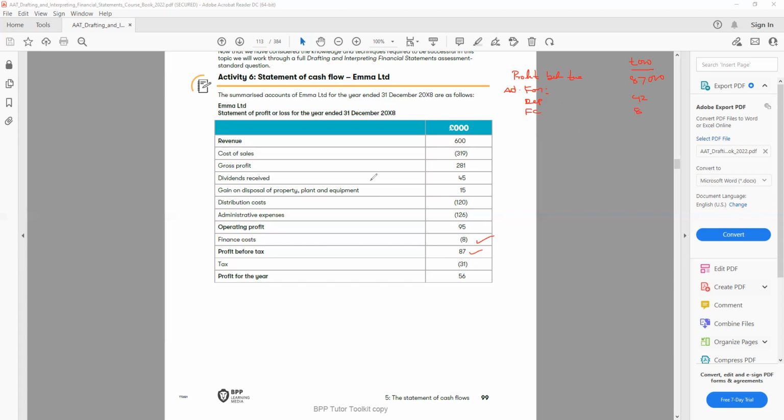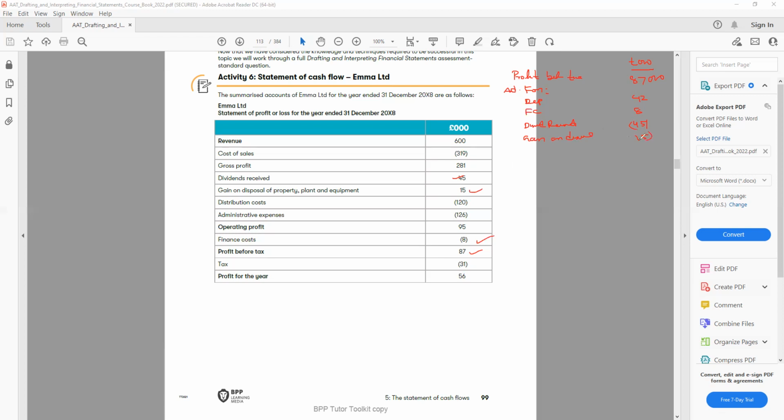Then dividend received. This one is not from the trading, because we're looking for how much was the profit from operating or from the business, from the trading. So dividend received, that is 45. Take it out because this is not the income from the trading. Then we have a gain on disposal. This is from selling of a non-current asset. It is not from the day-to-day trading, so you have to take it out, 15.